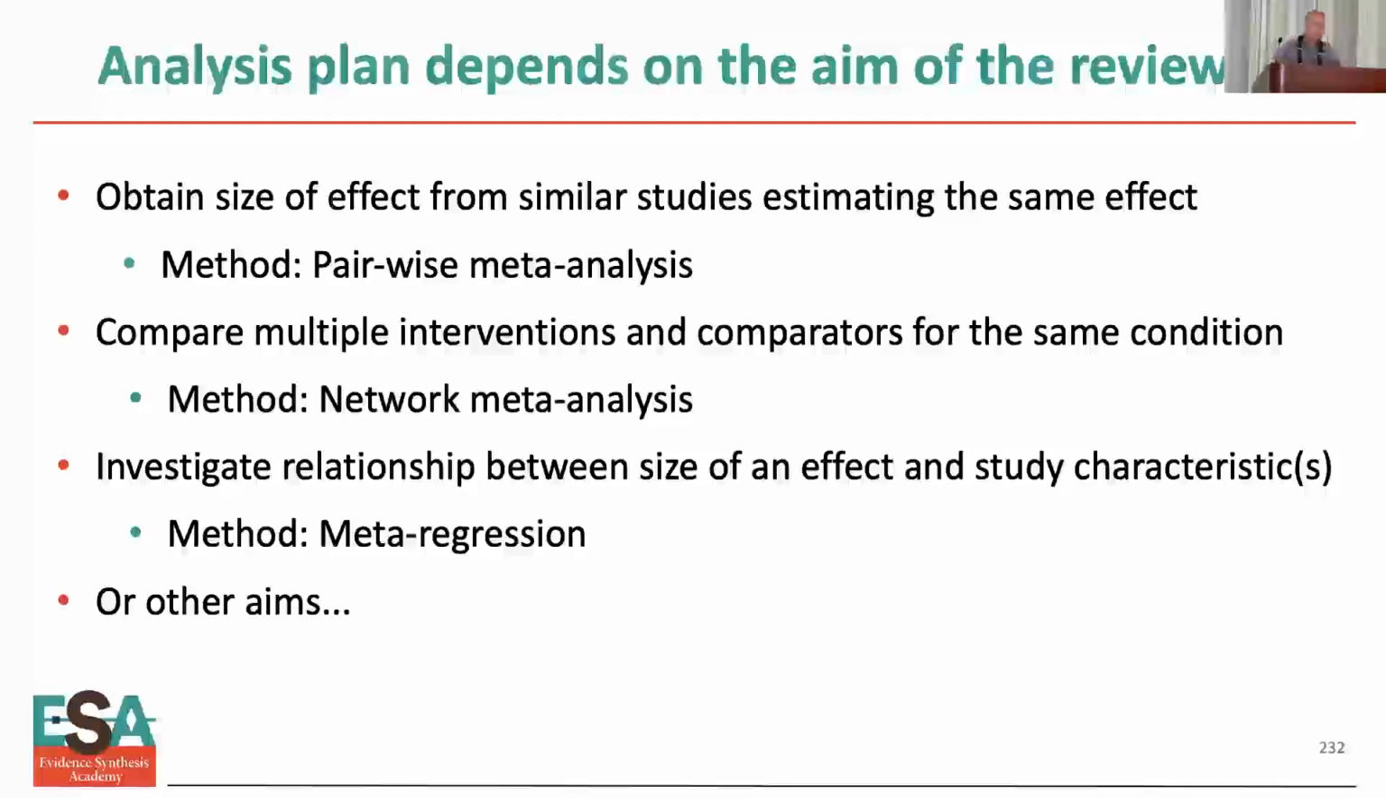If you're interested in investigating the relationship between the size of the effect and some study characteristic, for example, I could have put all of the C-section studies together and categorized the women in the studies as being overweight, severely overweight, or obese. And I could then have done a regression analysis to see what the difference between all those is. Then I'm doing what's called a meta-regression. And there's other aims you might have as well, depending on what you're interested in. For example, in diagnostic tests, we look at sensitivity and specificity and so forth.